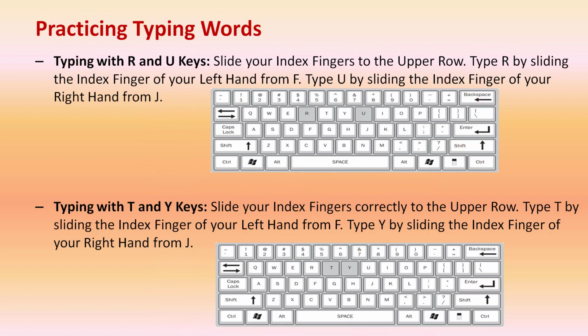Typing with R and U keys. Slide your index finger to the upper row. Type R by sliding the index finger of your left hand from F to R. Type U by sliding the index finger of your right hand from J.